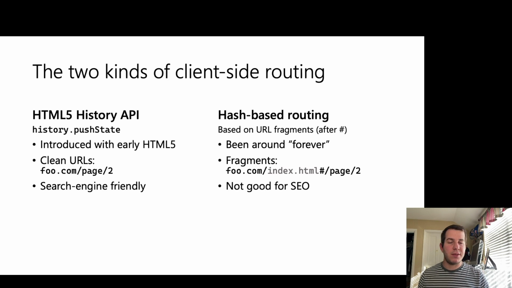With hash-based routing instead, the state is kept in the fragment of the URL, which is what follows the pound or hashtag symbol. You have an index.html page, which, of course, can be omitted.